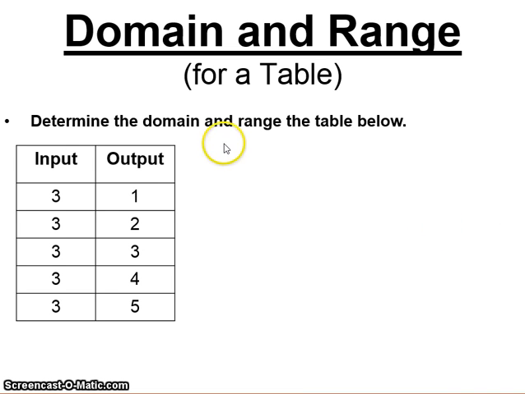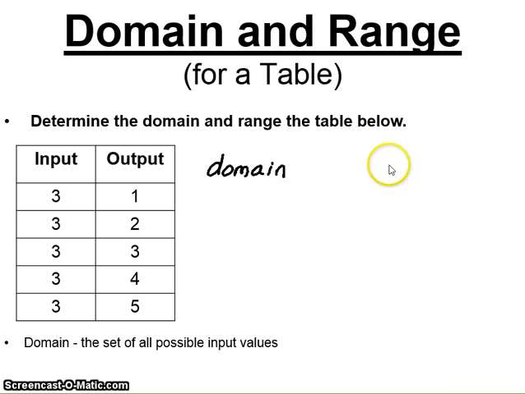Let's look at another example. We again have a table, which we know is just a way of separating the inputs and the outputs of ordered pairs. So when we want to find the domain, we know that we are looking for the set of all possible input values. Well, to find that domain, put your set symbol since it's a set, and we want to look at the input values.